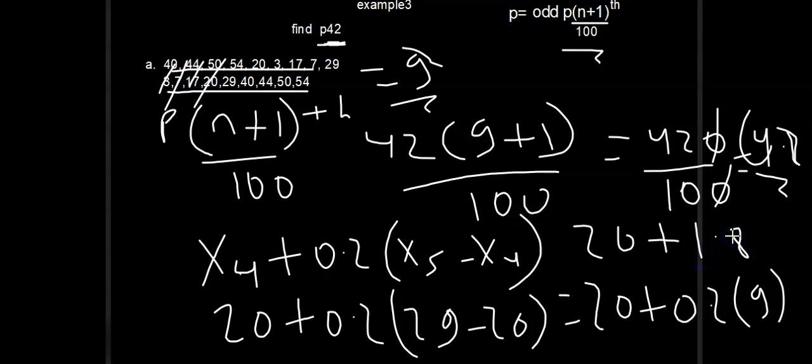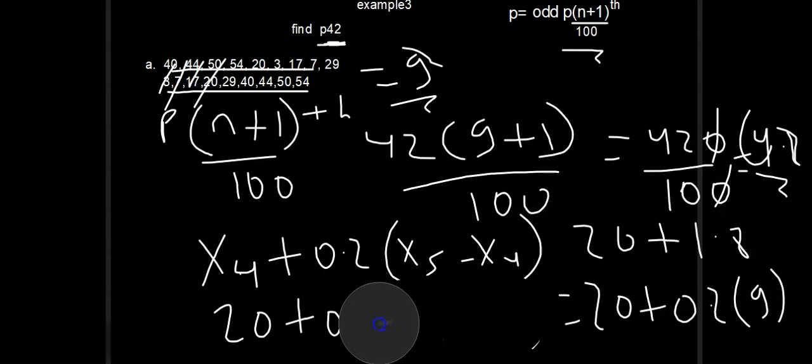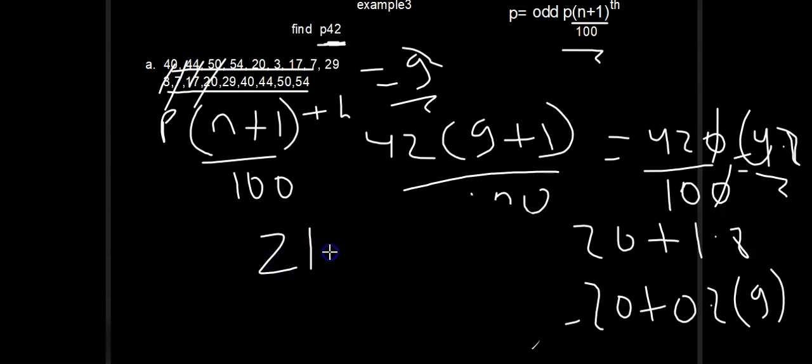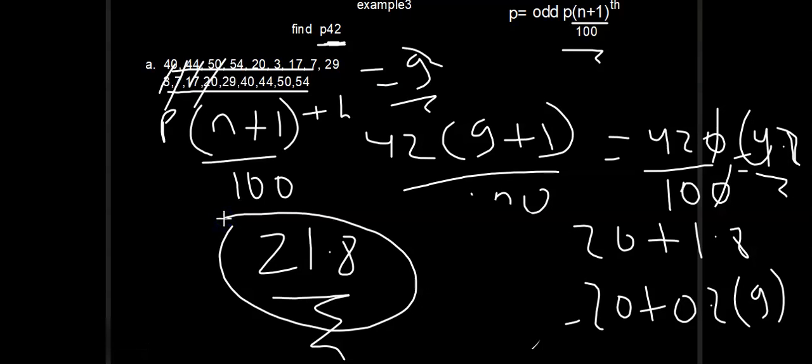So let me just erase the board. Let me get some space. Okay, so 20 plus 1.8 would be what? It would be 21.8. So this is my last answer, and we're done with the quartile, with the decile, and with the percentile.